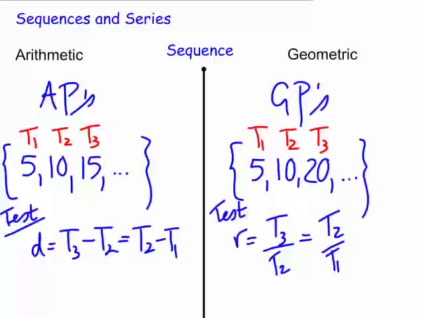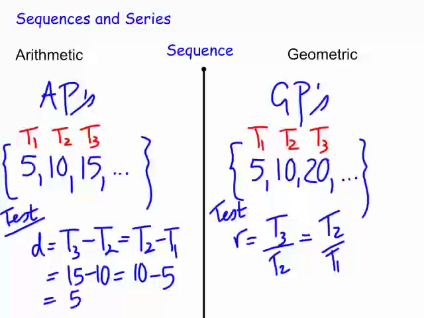Let's apply this now. Here we go. T3 minus T2 is 15 minus 10. Is that equal to 10 minus 5? Hopefully it is, and as you can see, it's just 5. Now, T1 is sometimes called a, the first term. So the first term is 5.